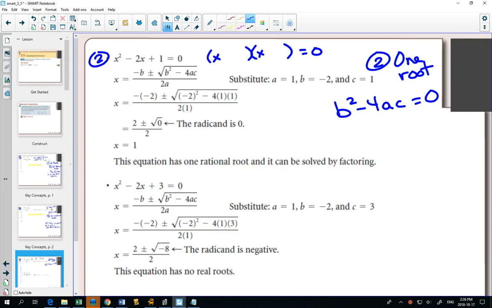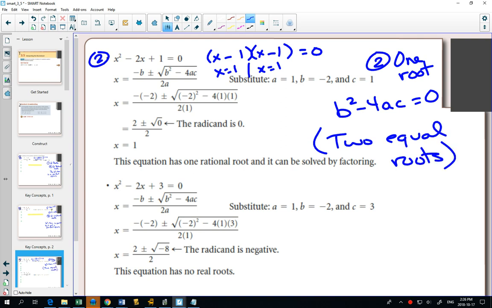It would be x and x, 1 and 1, minus and minus. And when you factor it, you actually get the same answer twice. X equals 1 and x equals 1. That's why this is sometimes called two equal roots, because you get the same answer twice. But in reality, we like to say this has one root, because there's one answer, even though it happens twice. There's still only one answer to this question. X is equal to 1.